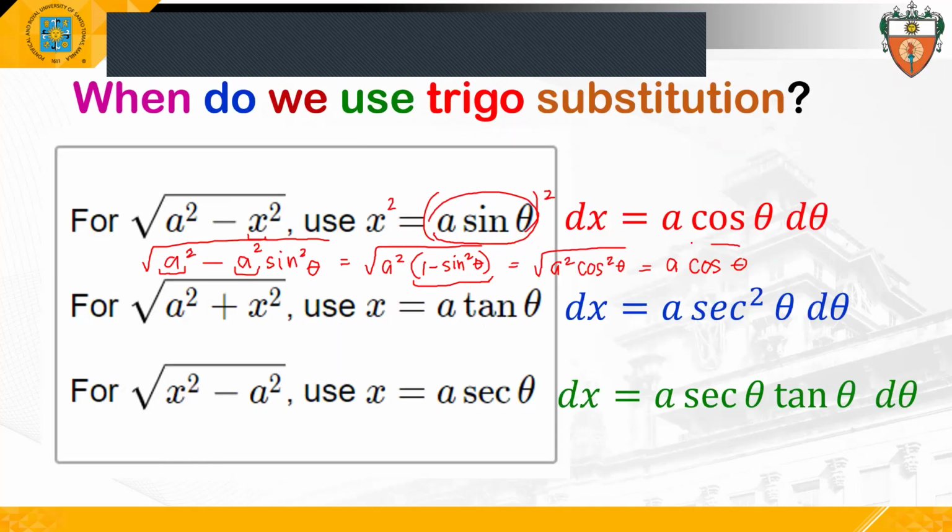Ito yung na-obtain natin, a cosine theta. Ito yung radical na ito. We just manipulated it algebraically. Tapos meron tayong trigonometric substitution doon sa ating variable x. Okay?